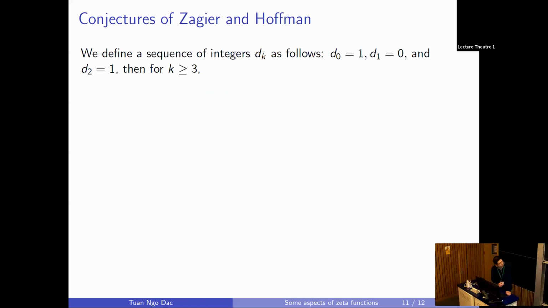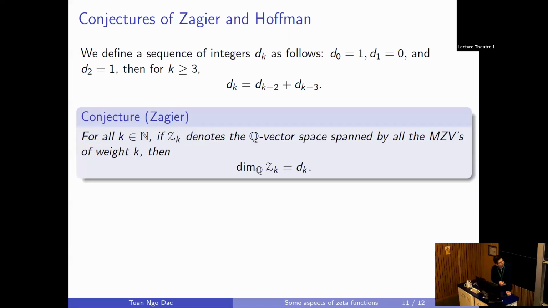We define a Fibonacci-like sequence of integers d_k given by this formula. You have d0 equal to 1, d1 equal to 0, d2 equal to 1, and you define the sequence d_k recursively. Zagier conjectures that if Z_k denotes the Q-vector space spanned by all MCV of weight k, then the dimension of Z_k is d_k. So Zagier predicted the dimension of this vector space.